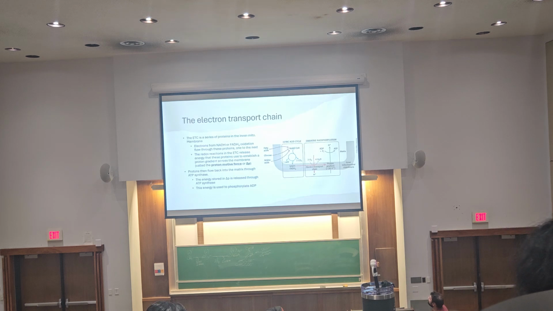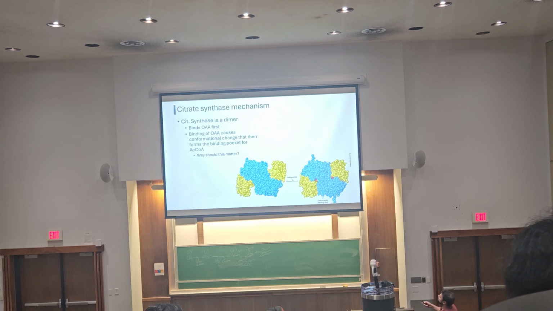Okay? Now, citrate synthase, we see here, always exists as a dimer. And it's going to do something that we've seen another enzyme do before, hexokinase. All right, so here, citrate synthase exists as a dimer.